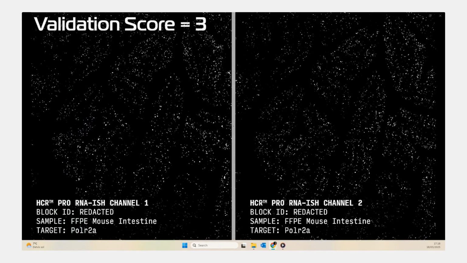So this is a pair of raw fluorescent images of mouse Polr2a in two separate channels. After running the raw images through a DCV script, it resulted in a score of 3. And Polr2a is commonly seen as a low abundance housekeeping gene. And then later on, we'll demonstrate dot counting with this particular target.